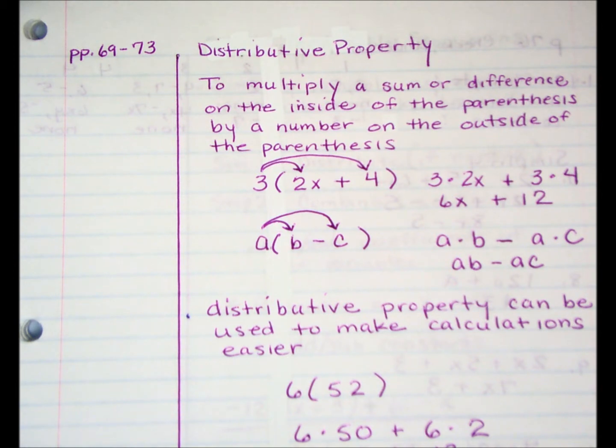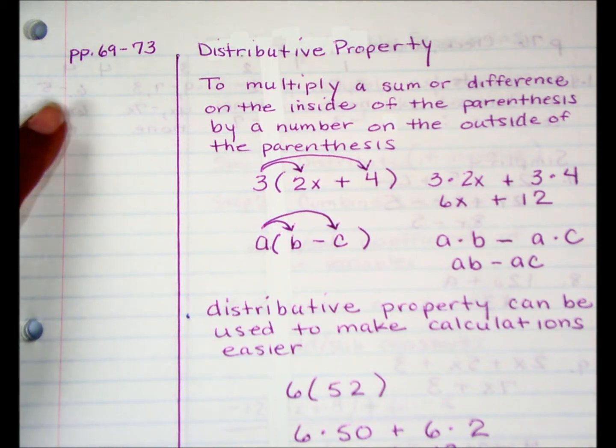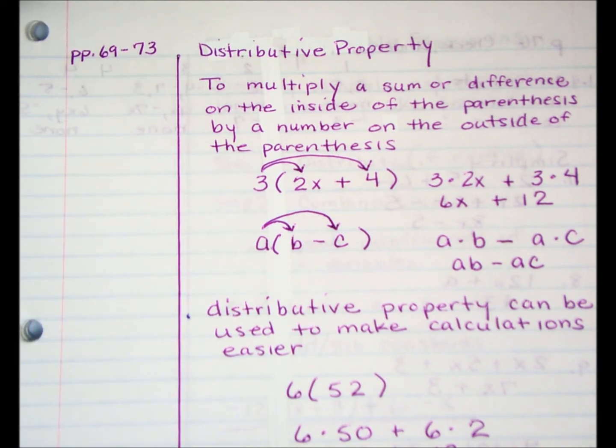This lesson is 2.2, the distributive property, and you're putting it on IN page 39, and your reference is pages 69 through 73. Now, the distributive property means to multiply a sum or a difference on the inside of the parentheses by a number on the outside of the parentheses.